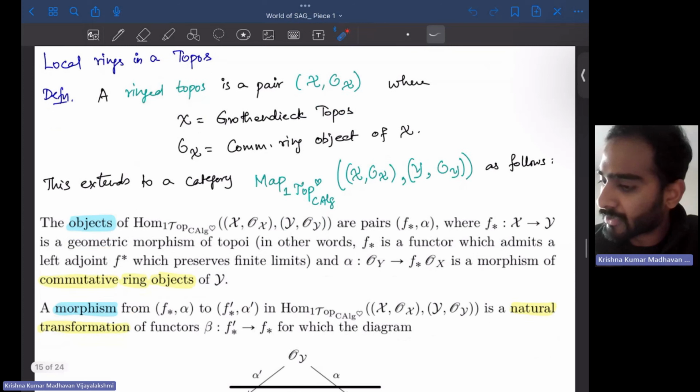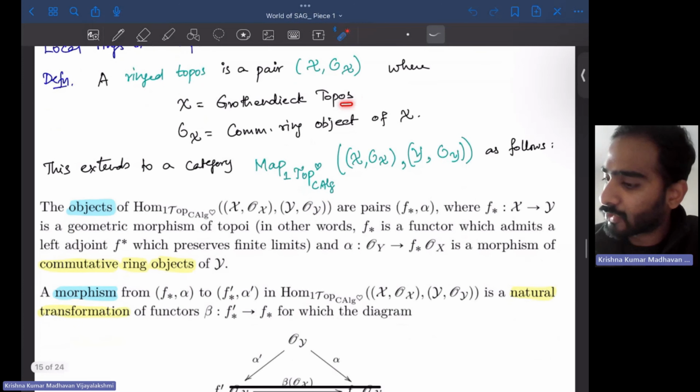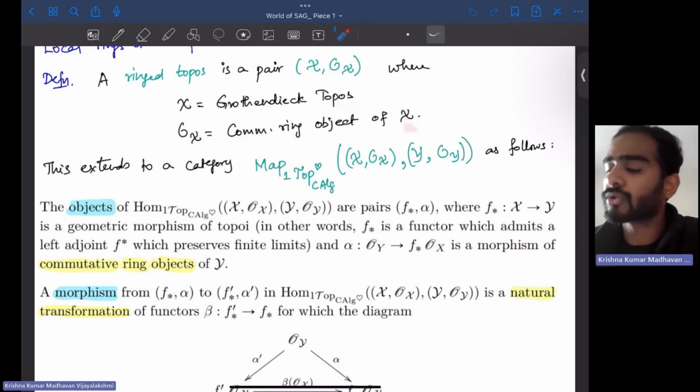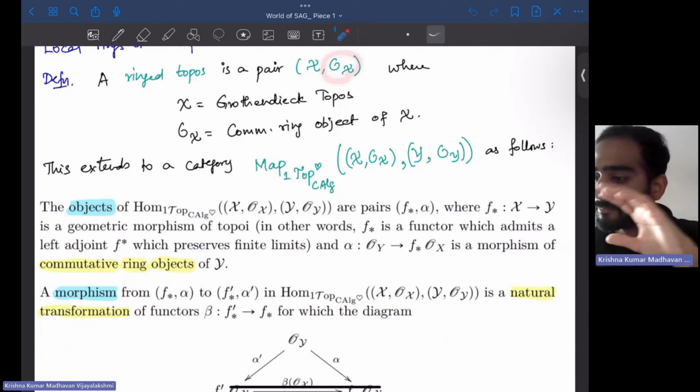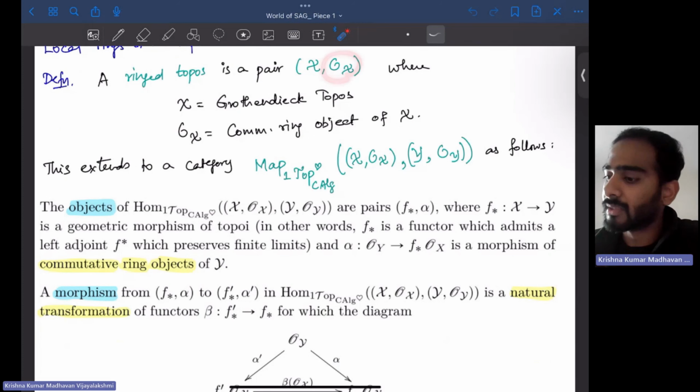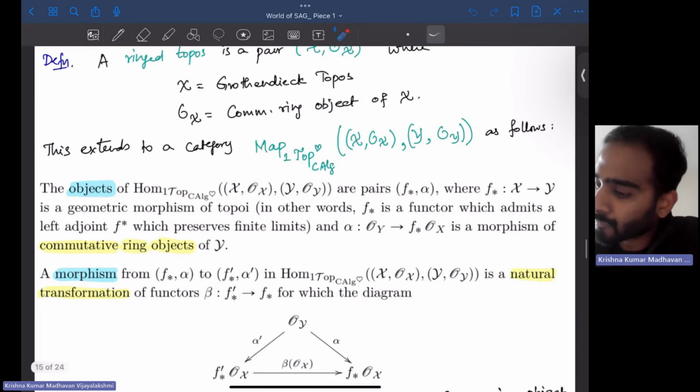In particular, a ringed topos is just a pair X with O_X, such that X is a Grothendieck topos and O_X is a commutative ring object of X. So in particular, we are not going to change the ring structure. It's going to be a very basic ring that we all know, but then we're going to equip this guy with the structure of a topos.